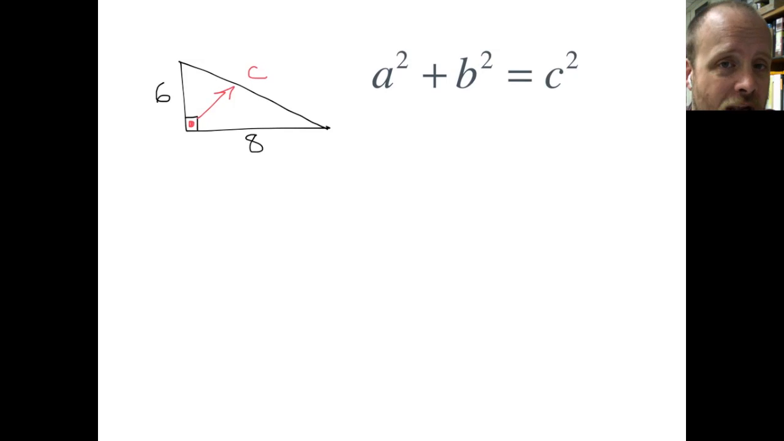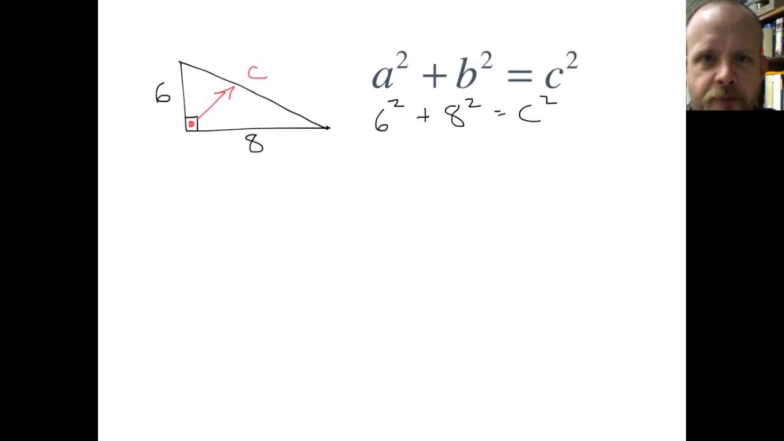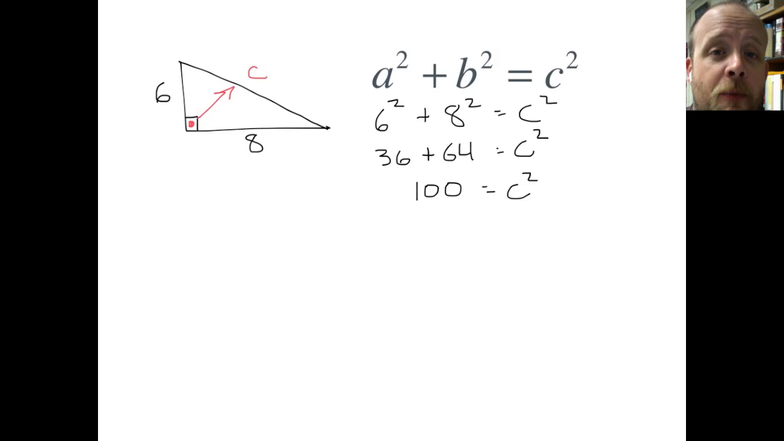So building my equation of a squared, b squared, and c squared, we get 6 squared plus 8 squared equals c squared. Well, simplify. 36 plus 64 will still be equal to c squared, and we add those together until we get 100. So 100 equals c squared. Now, we don't care what c squared is. We care about c. So what we're going to have to do is get rid of this squared.